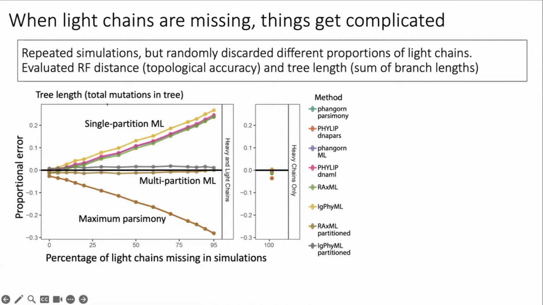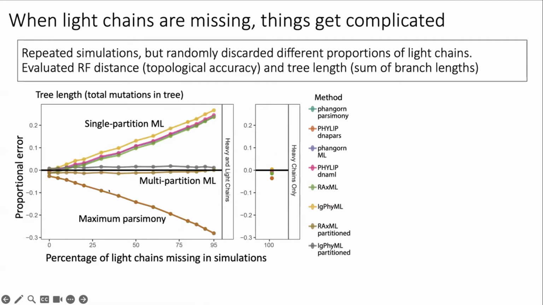When we look at tree length, the methods separate quite dramatically. So tree length is the sum of all branches within a tree, and it represents the total number of mutations that happened within a lineage. So here on the y-axis, we have the proportional error in tree length estimation, which is the difference between the true tree length and the estimated tree length. And again, on the x-axis, we have the percentage of light chains that are missing in the simulations.